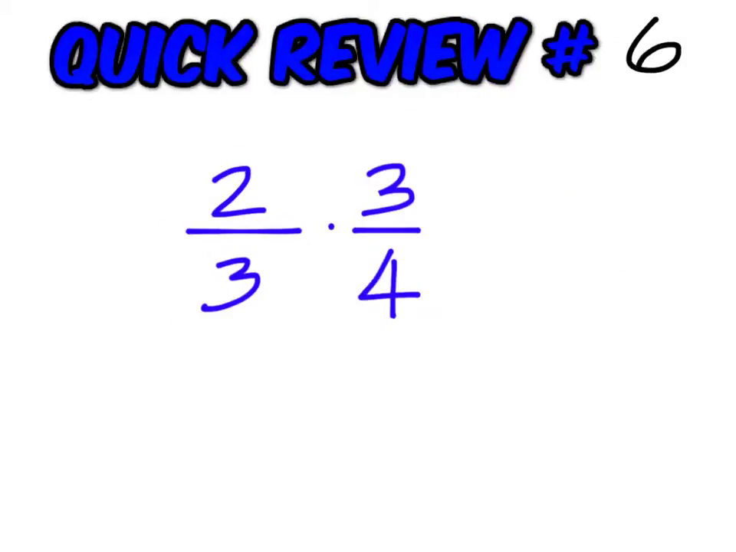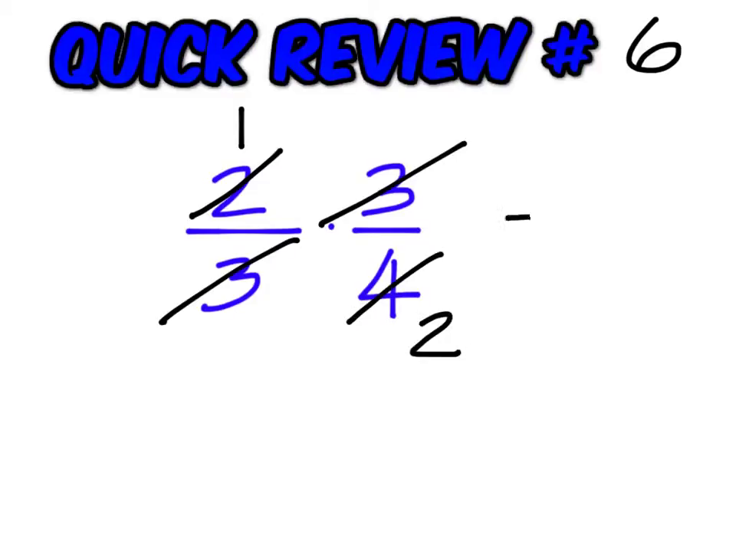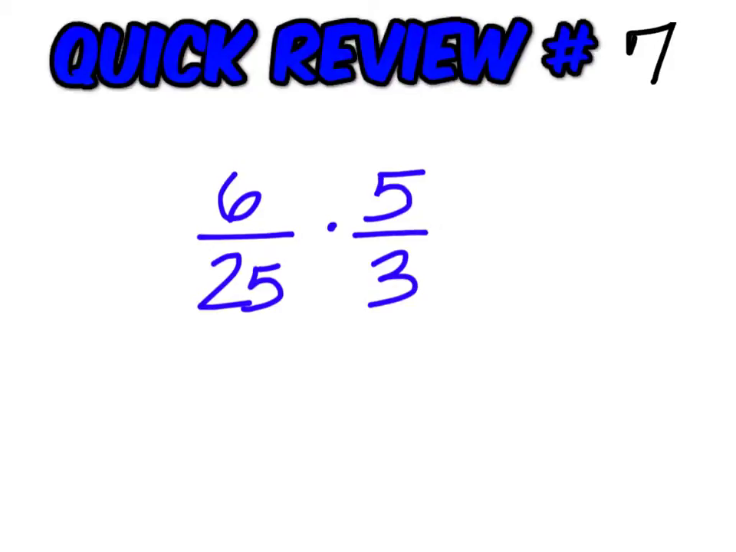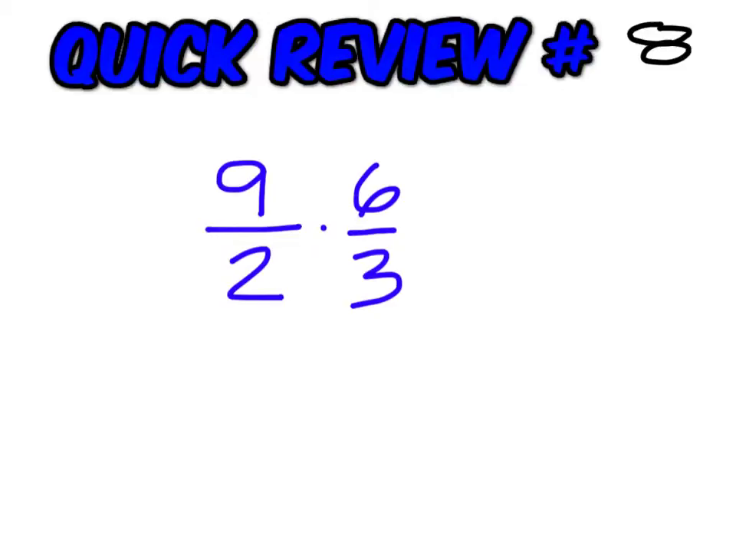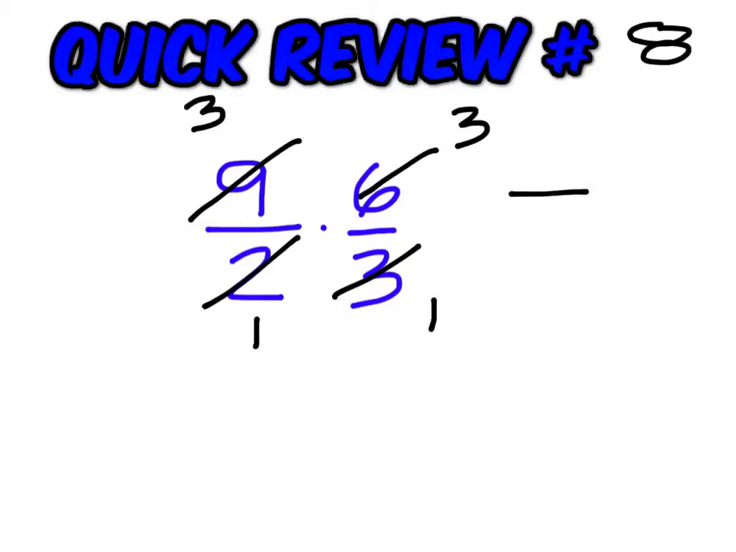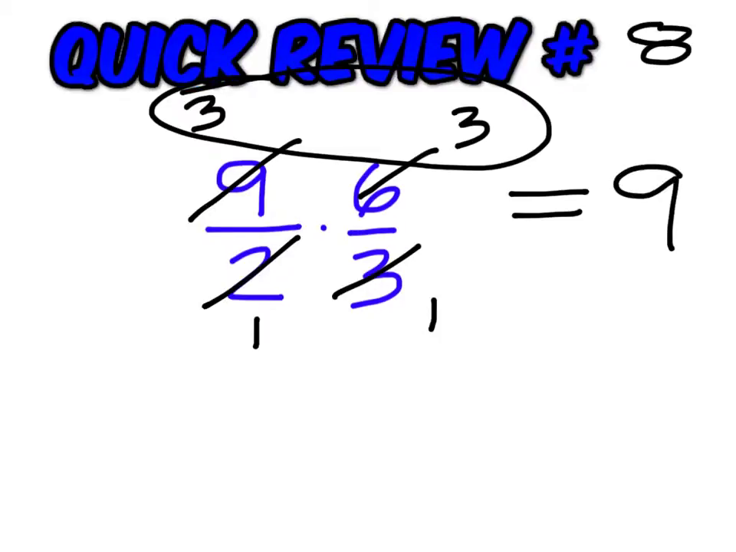What about 6? What cancels out? 3's cancel out. And what about 2 and 4? 2 into itself once, into 4 twice. You're left with a half. What cancels out here? 25 and 5, that would be 1 and 5. What else cancels out? 3 and 6. So you're left with 2 over 5. What cancels out here? 9 and 3, so that's 1 and 3. And what else? 6 and 2, so that's a 1 and 3. So 3 times 3 is 9.